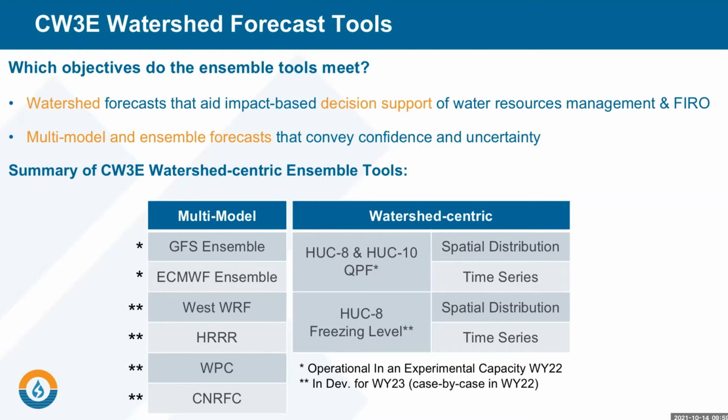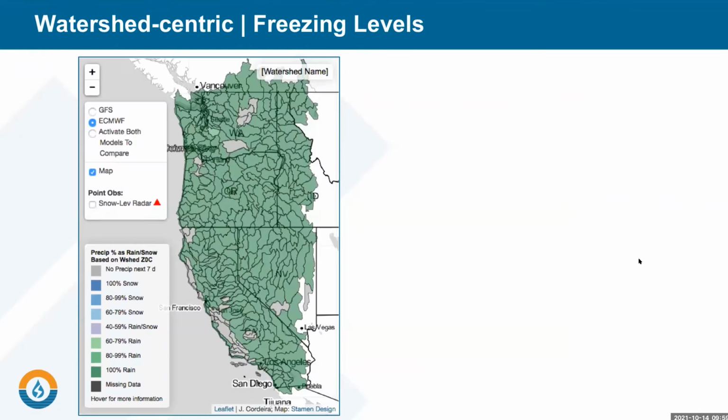For our watershed-centric tools, we have freezing level and precipitation-based forecasts for the HUC-8 watersheds over the Western United States. In addition to that, we are also working on HUC-10-based watersheds for QPF. These use a spatial distribution in terms of a mapping interface, as well as time series over these watersheds. Go ahead, Jay.